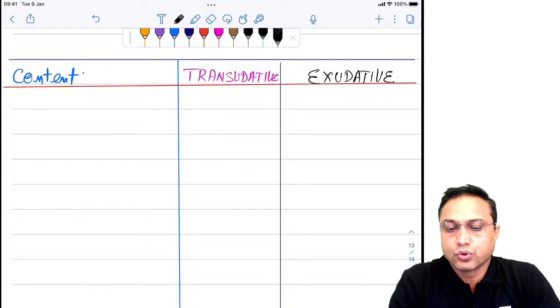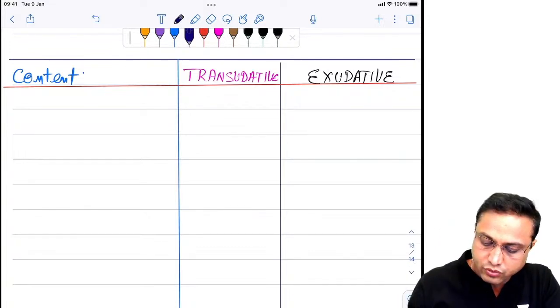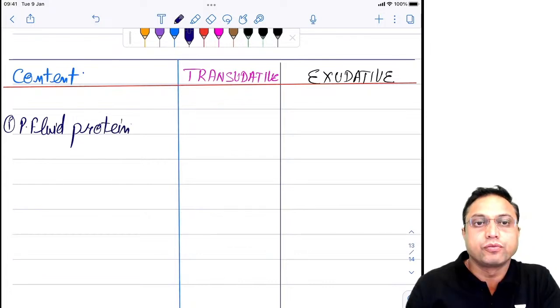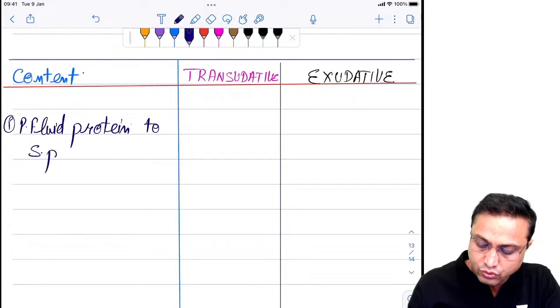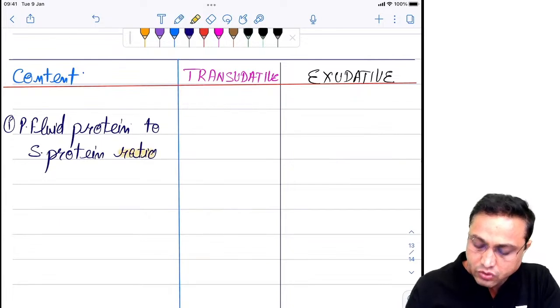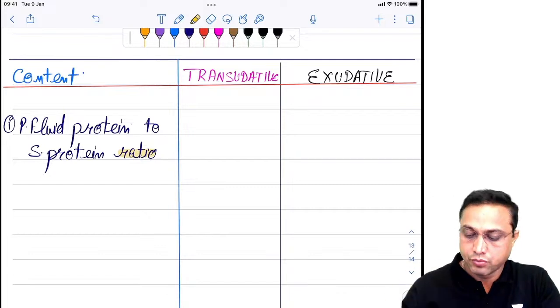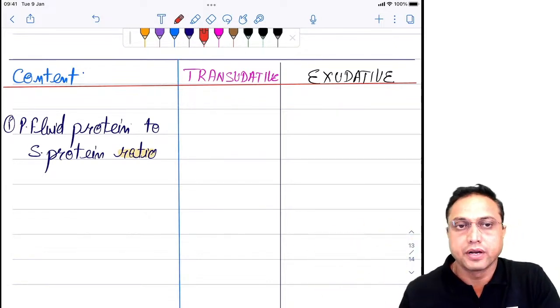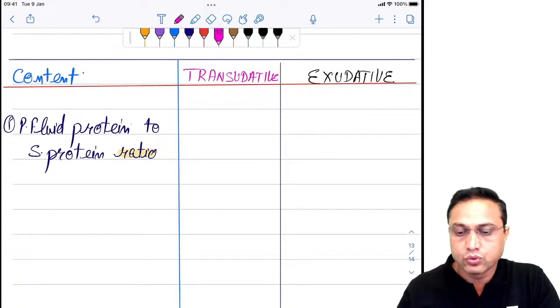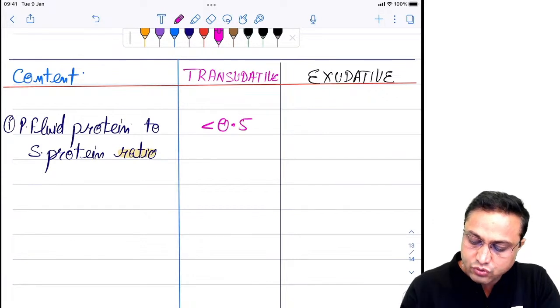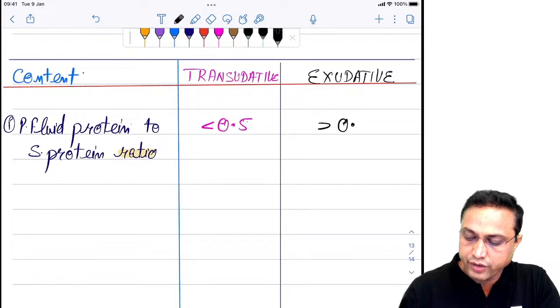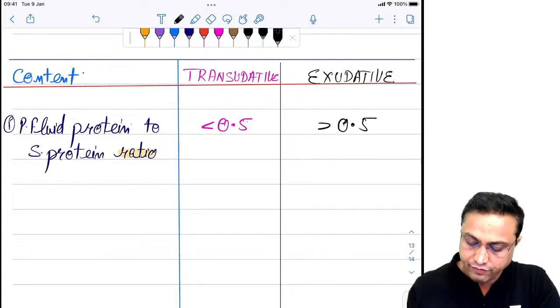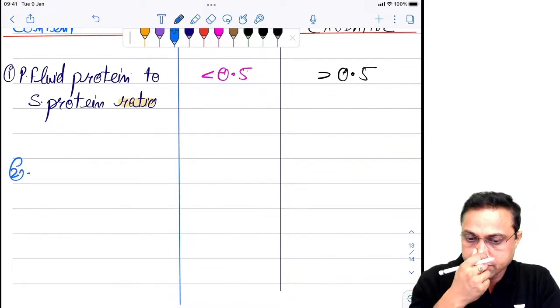The first very important thing we are going to look at is the pleural fluid protein to serum protein ratio. Do remember this and underline it. I am going to compare the pleural fluid as well as the serum protein. Ideally, the sample of the serum needs to be taken at the time when you are draining the fluid. This is the best you can do. If the ratio is less than 0.5, it is going to be transudative. If the ratio is more than 0.5, it is going to be the exudative type of pleural effusion.